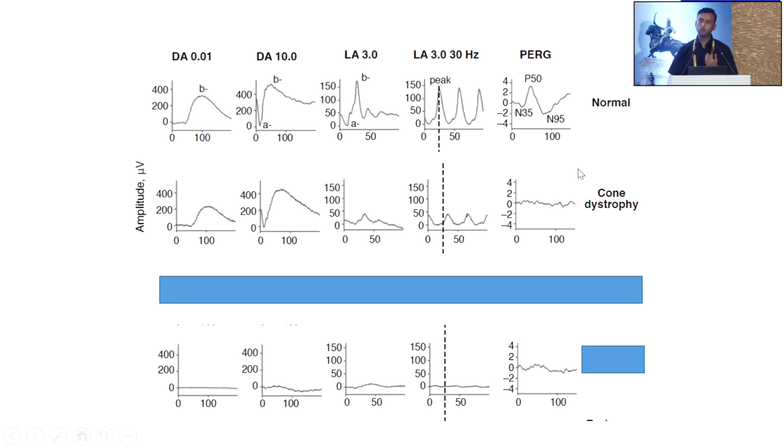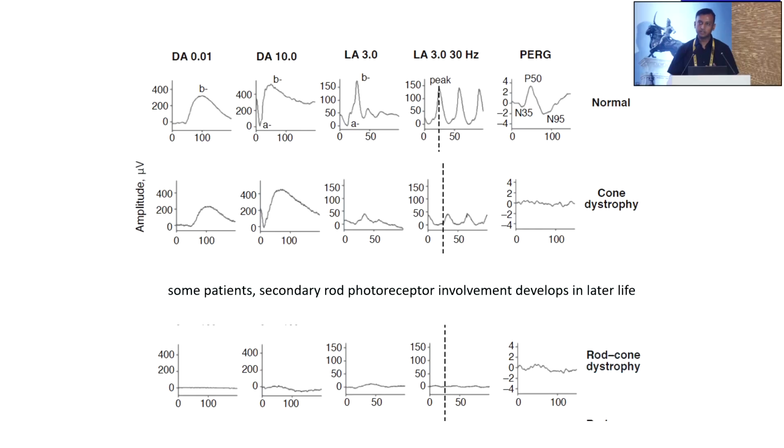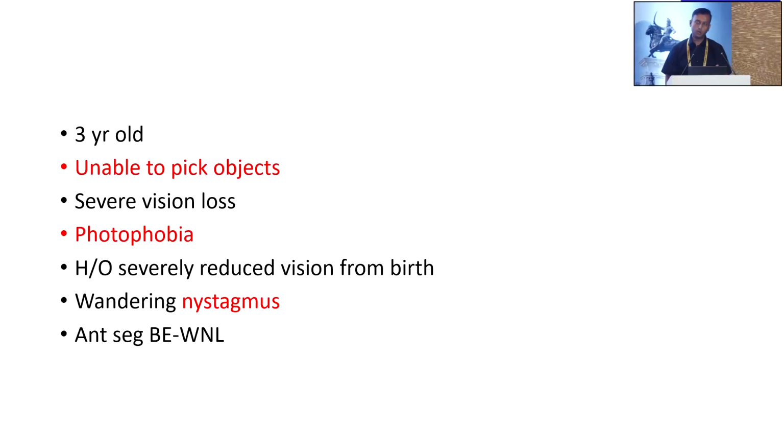And if we follow that child for a few years, for 25 years, then secondarily the rods also get affected. Now see this waveform. Here you compare these waveforms. Here the rods have also diminished. So this boy presented with a cone dystrophy, which finally, with progress in age, converted into a combined cone rod dystrophy.